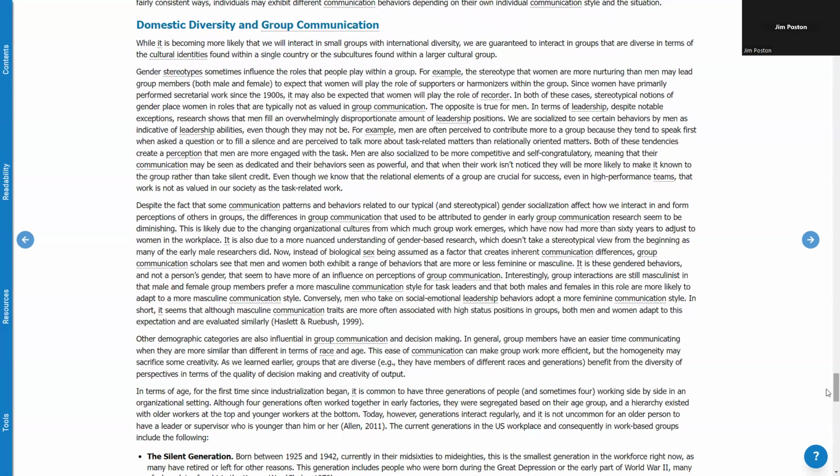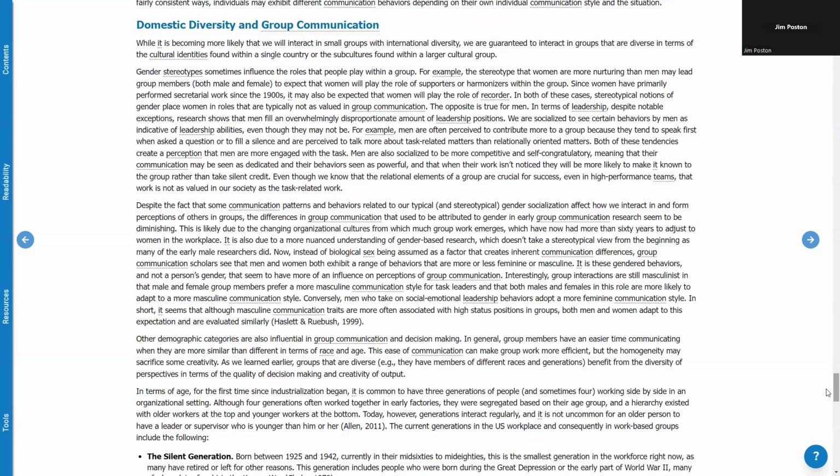In terms of leadership, despite notable exceptions, research shows that men fill an overwhelmingly disproportionate amount of leadership positions. We are socialized to see certain behaviors by men as indicative of leadership abilities, even though they may not be. For example, men are often perceived to contribute more to a group because they tend to speak first when asked a question, or to fill a silence, and are perceived to talk more about task related matters than relationally oriented matters. Both of these tendencies create a perception that men are more engaged with the task.